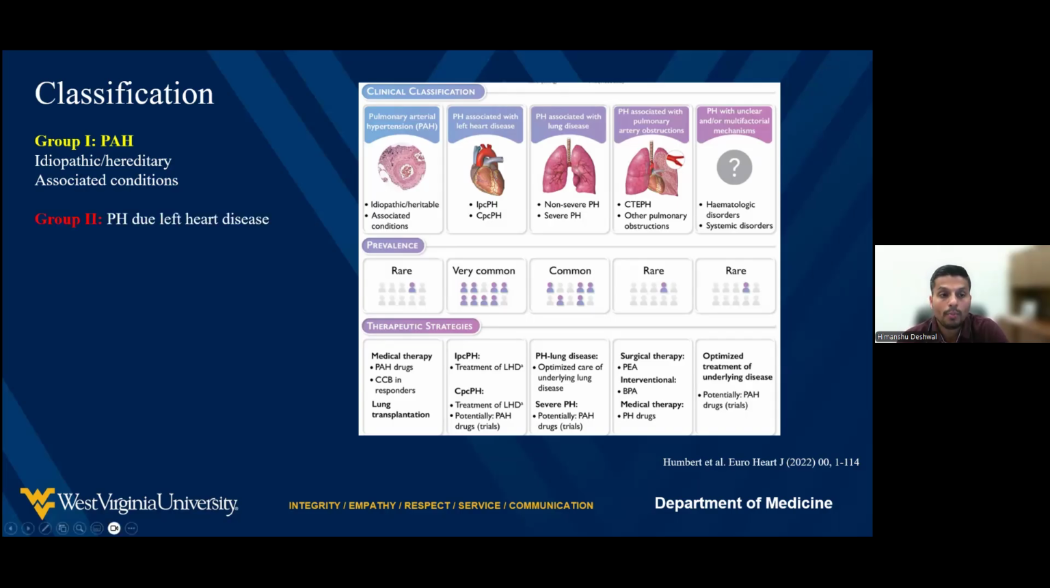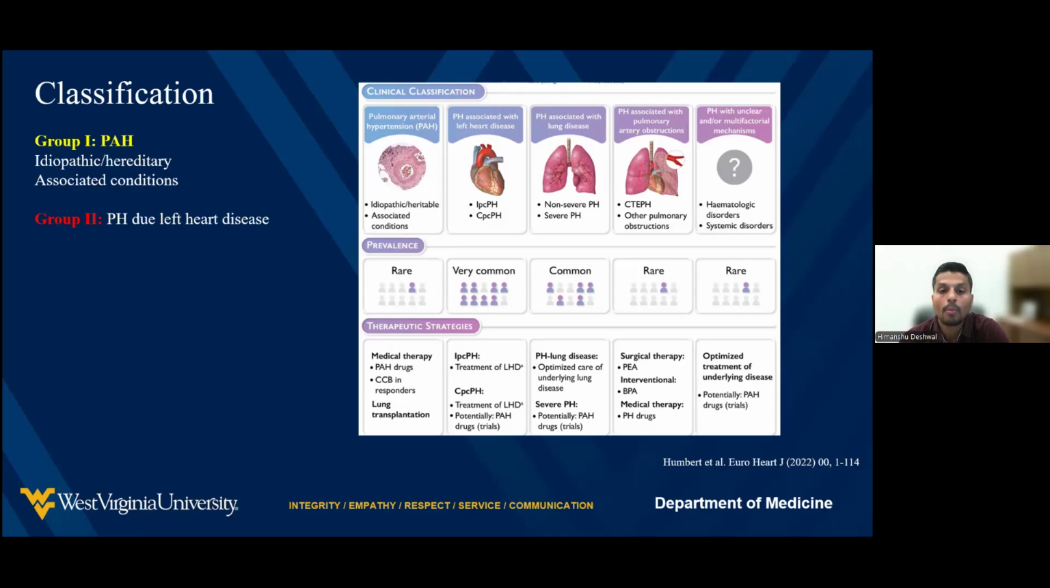Then the most common pulmonary hypertension is group 2, which is due to left heart disease. So you have bad mitral valve stenosis or mitral valve regurgitation, bad aortic stenosis, heart failure with reduced ejection fraction or bad HFpEF. Those are the patients that will have pulmonary hypertension due to left heart disease. Classic patients will be anywhere between 40 to 80 years old, obese, with diabetes, hypertension, AFib. Those are the patients that have the classic stigmata of group 2 disease.